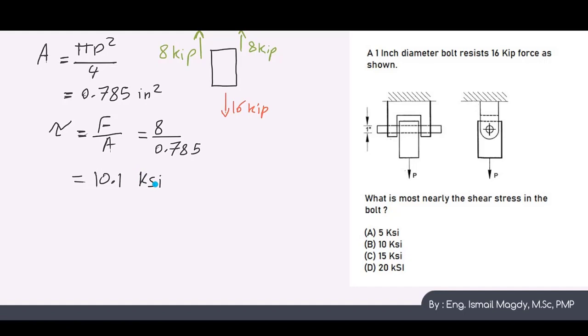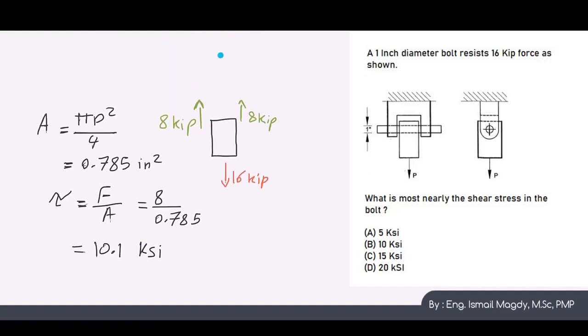If you by mistake didn't notice this part, where we had to divide the force to come up with the 8 kips, and you considered only the 16 kips, you were going to end up with 20 KSI, and you were going to choose solution number D. But of course now you know that the correct answer is number B, which is 10 KSI.